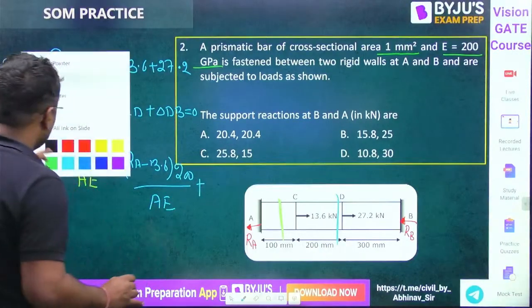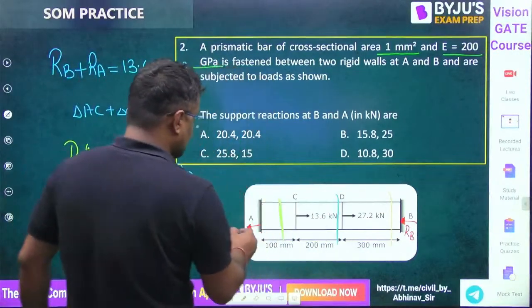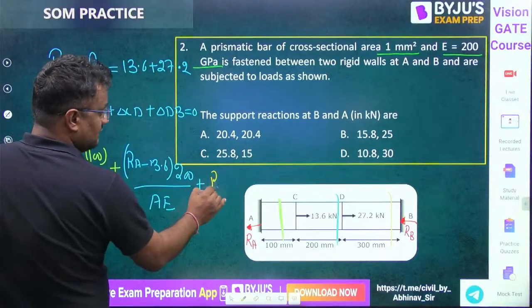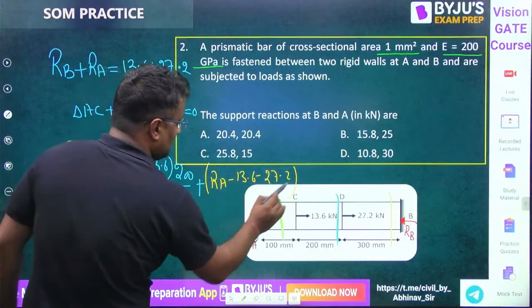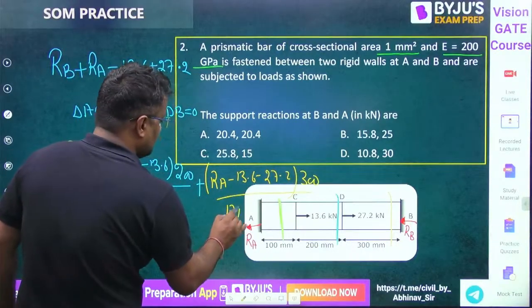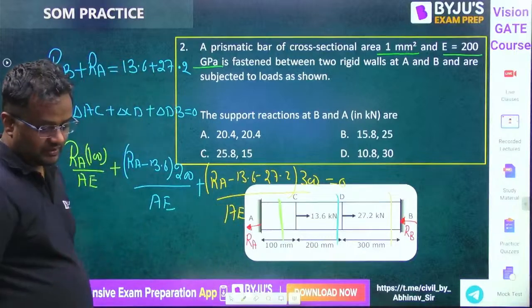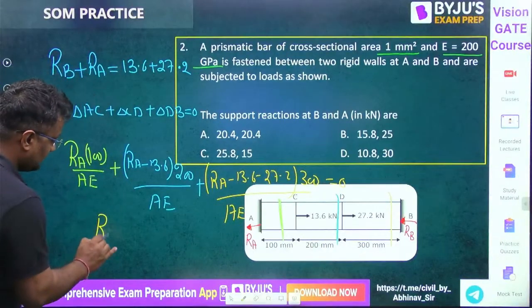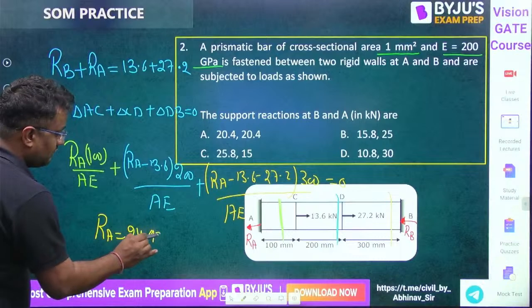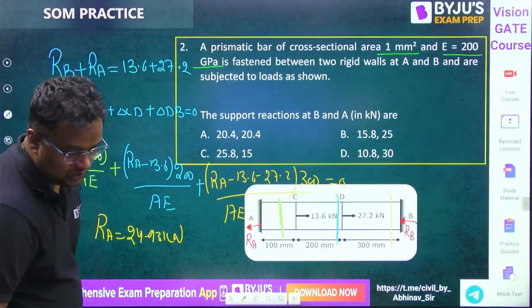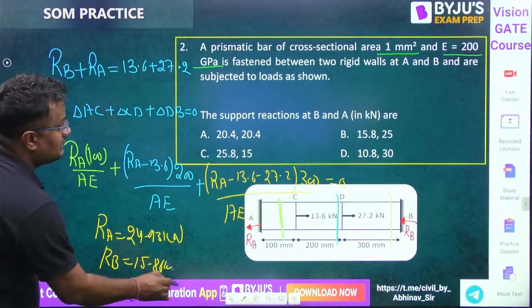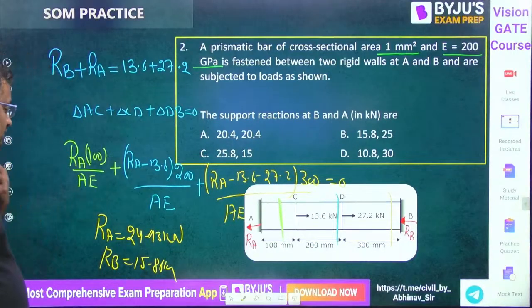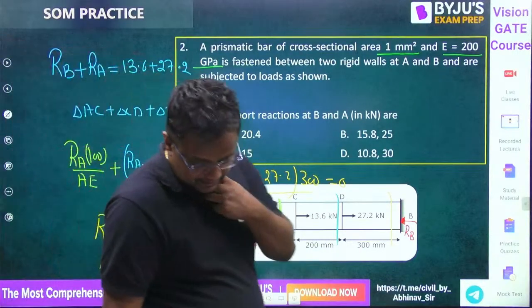Plus, cut a section here. See from left hand side. So RA going away positive and others are coming inside. 13.6 minus 27.2, length is 300 upon A, is equal to 0. So one equation, one unknown from here, guys. The value of RA is 24.93 kilonewton and value of RB is 15.86 kilonewton. So 15.86 and 24.93. That is option number B.